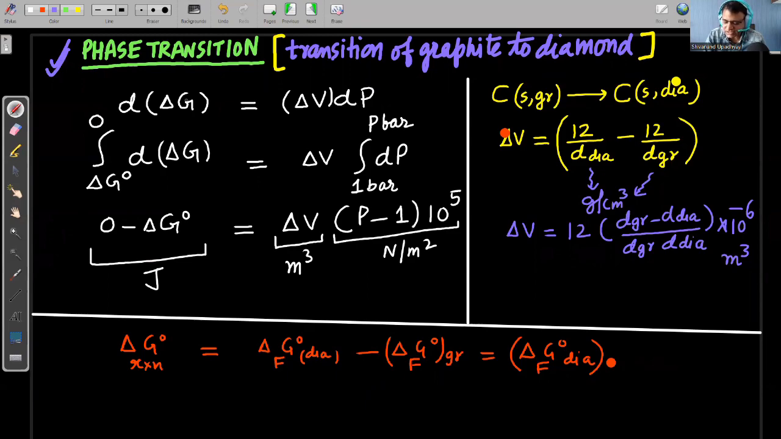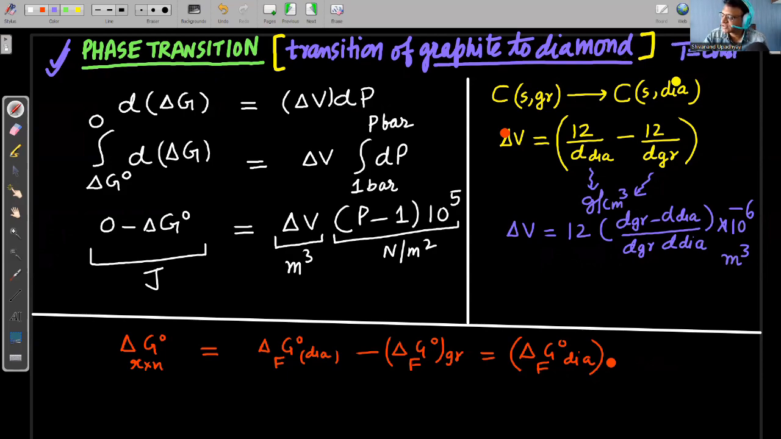So let us discuss this concept, already asked in JEE Advanced. So chances are that they can ask it in JEE Mains also. What we are discussing here in phase transition is the conversion or transition of graphite into diamond. When we are discussing this, the temperature is constant.